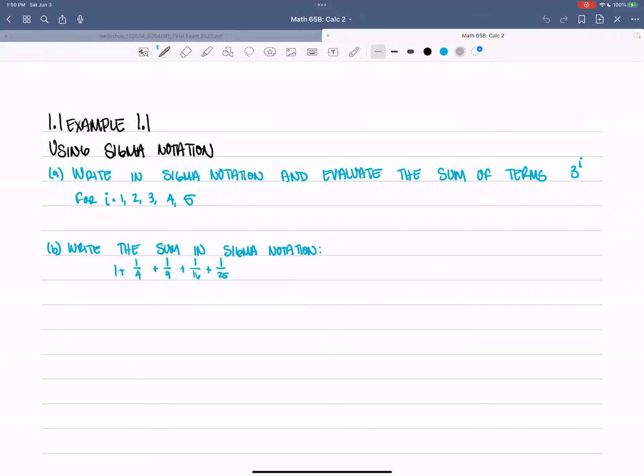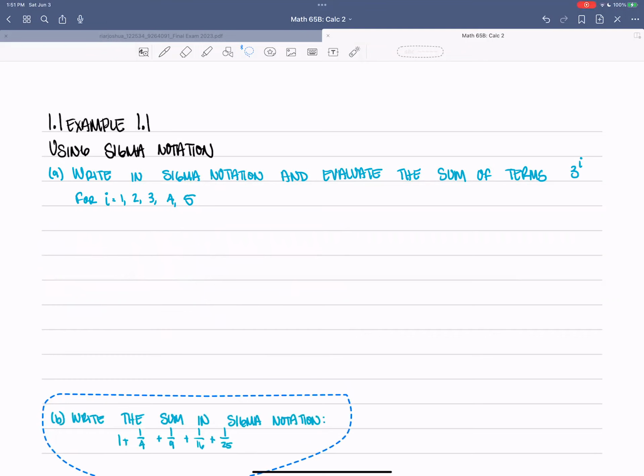Section 1.1, example 1.1, using sigma notation. So write in sigma notation and evaluate the sum of the terms, 3 to the power I for I equaling 1, 2, 3, 4, and 5. So let's start with that first one.